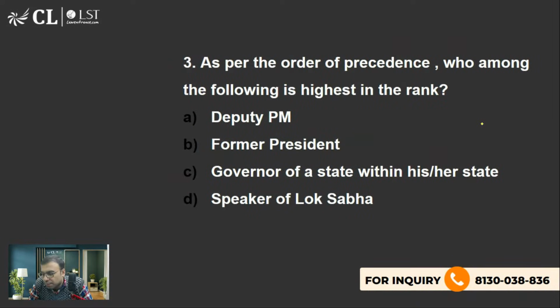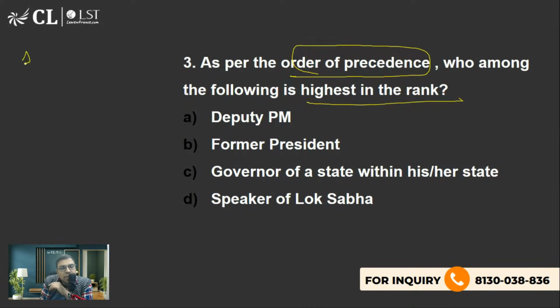Let's move on to the next one. As per order of precedence, who among the following is highest in rank? Out of these four. Questions come on order of precedence. Okay, let's leave this one. First let me ask, in order of precedence, just tell me the first, second and third. Then we will discuss further. First you tell me, in order of precedence, which constitutional post holder is first, second and third. Who is at the first? First please tell me that.